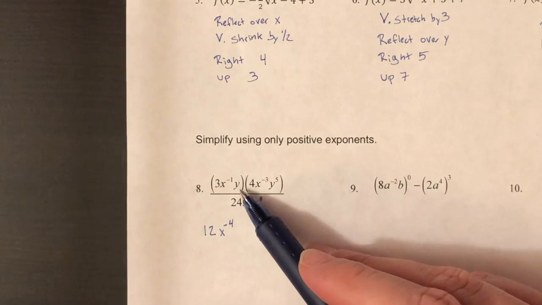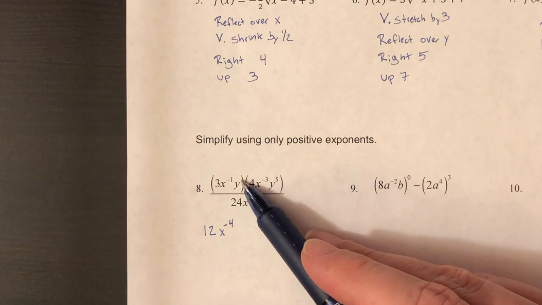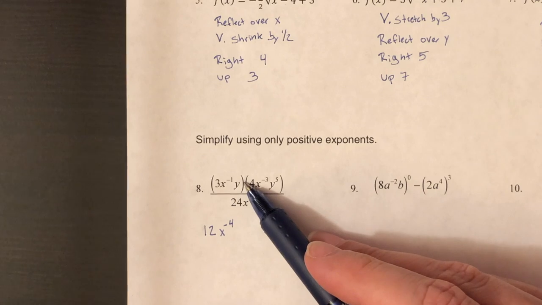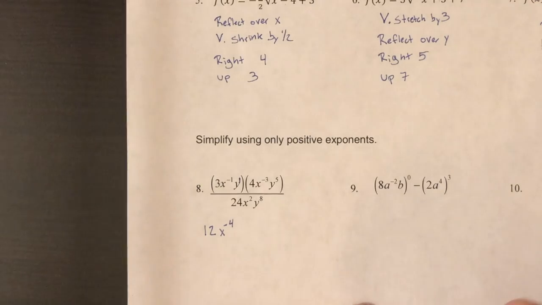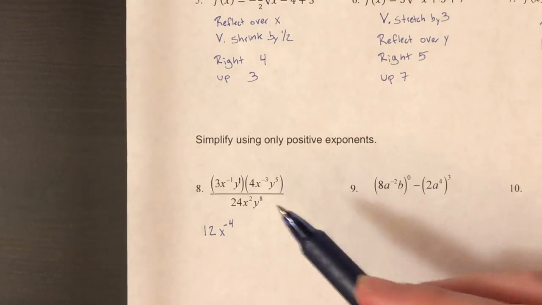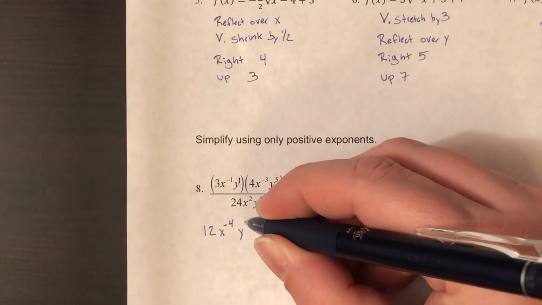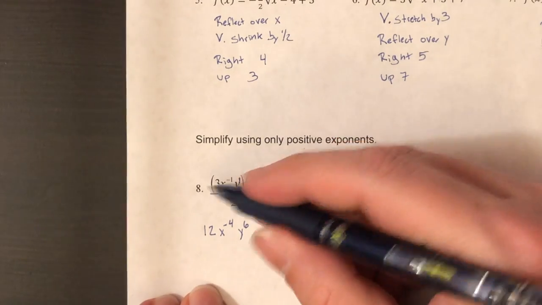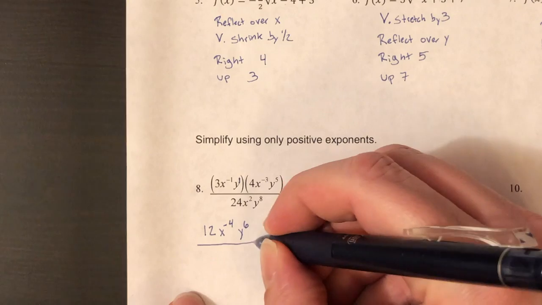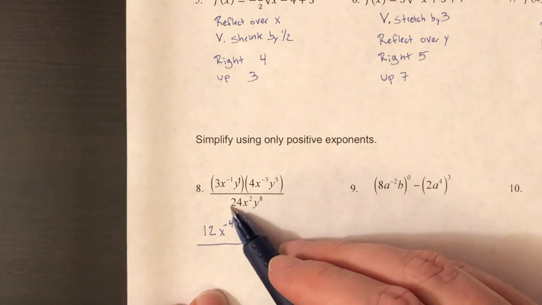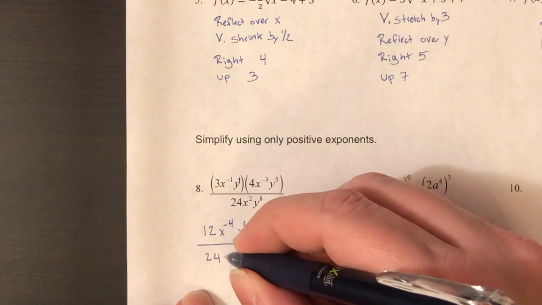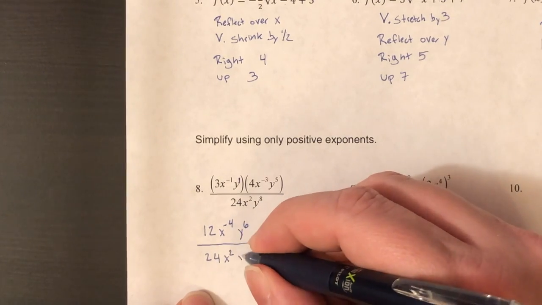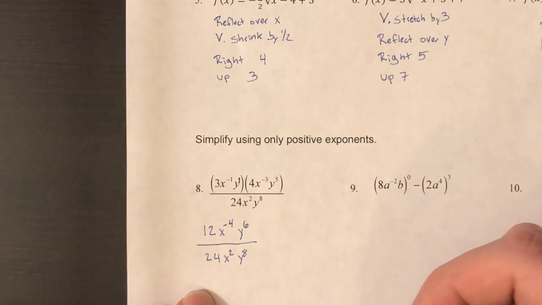For the y's, I have y. There's no given exponent on that. And if it's not given, the assumed exponent then is 1. So I have 1 plus 5 to be y to the power of 6. That's what's on top. In my denominator, nothing here is going to combine up. It's just 24 x squared y to the power of 8.